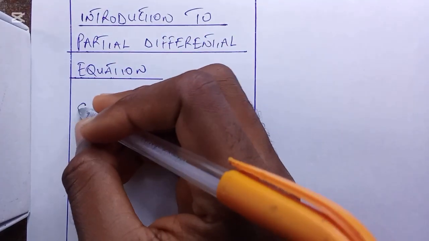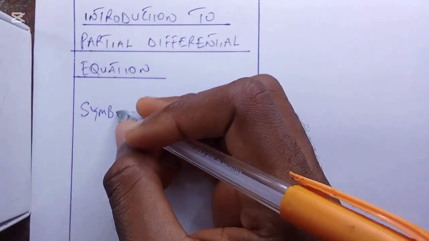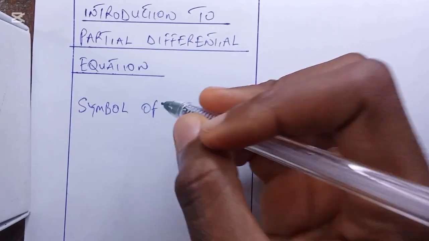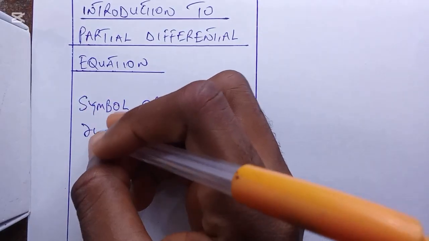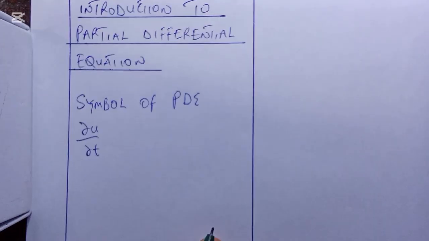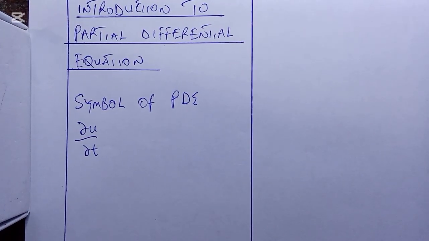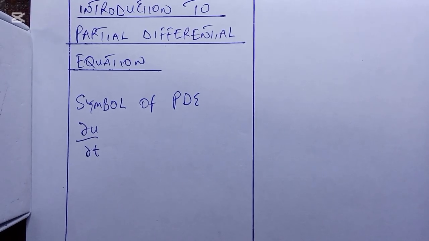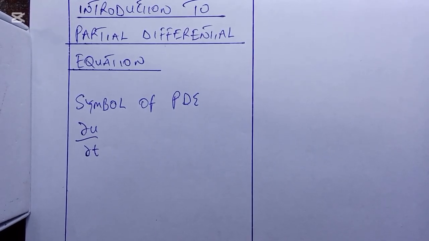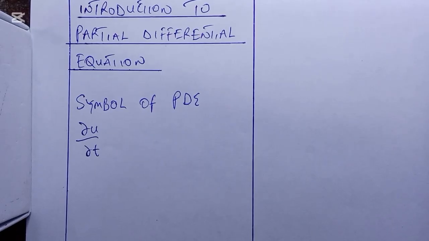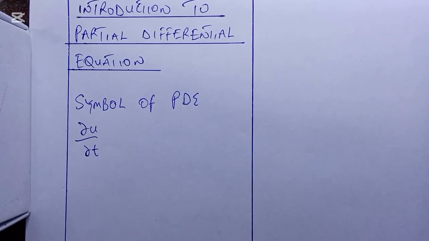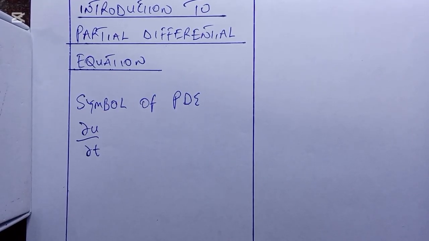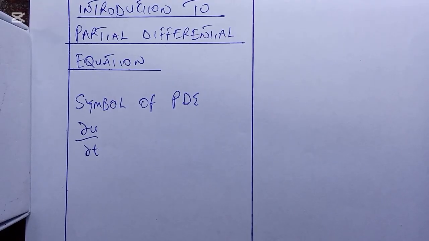And now, the symbol of a partial differential equation, PDE, is this. This is the symbol for a partial differential equation. And now, the most important: the standard equation of a partial differential equation. This particular equation is what we use to classify them, whether elliptic, parabolic, or hyperbolic. This is the equation we use to classify a PDE. So ensure you follow up to this point.